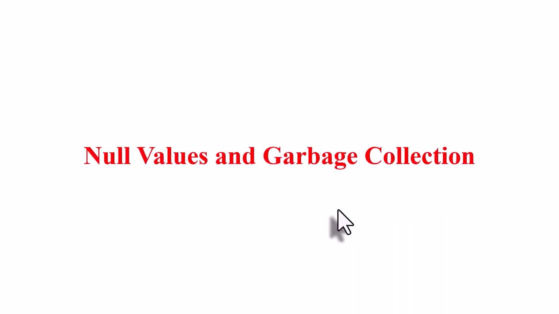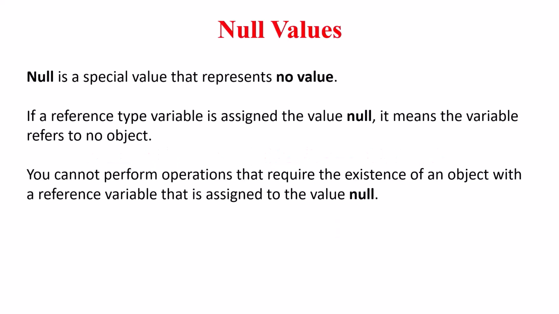We're going to take a look at the concept of clearing memory and what happens when references to objects are gone, they disappear, or how we can make them disappear. All this has to do with null values and garbage collection. That's what we're going to talk about today.